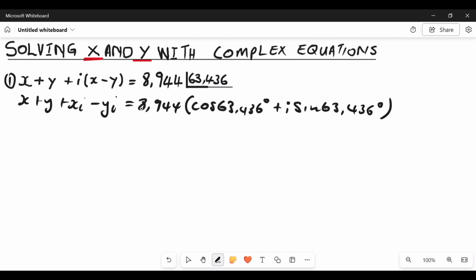Just in case you don't know much about this, you can go to the description. I've left a video explaining how this formula came about.